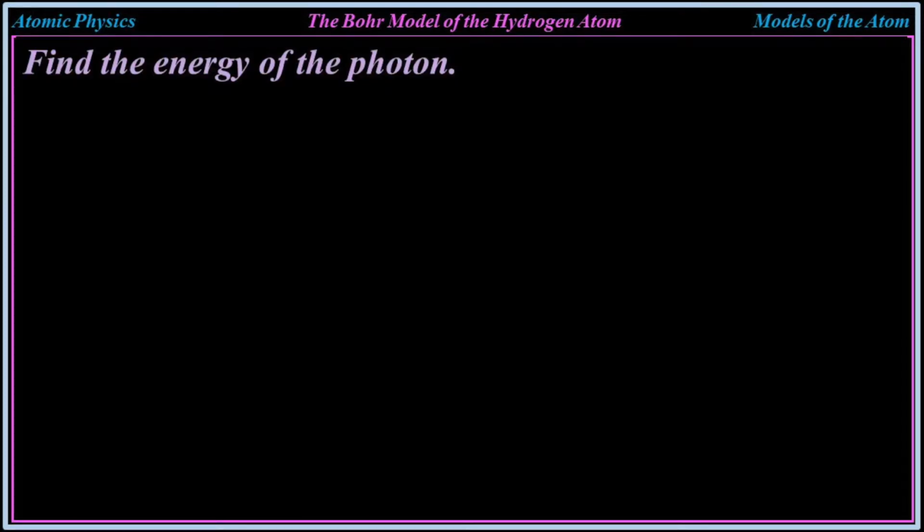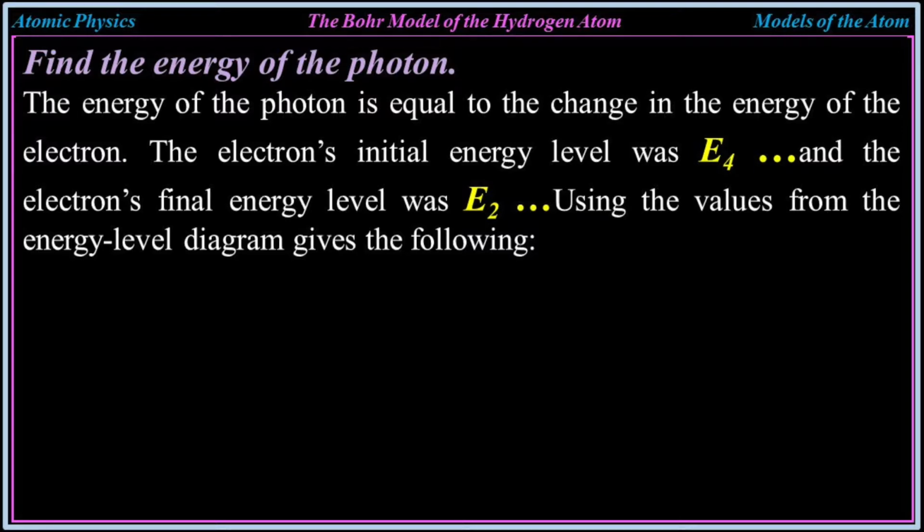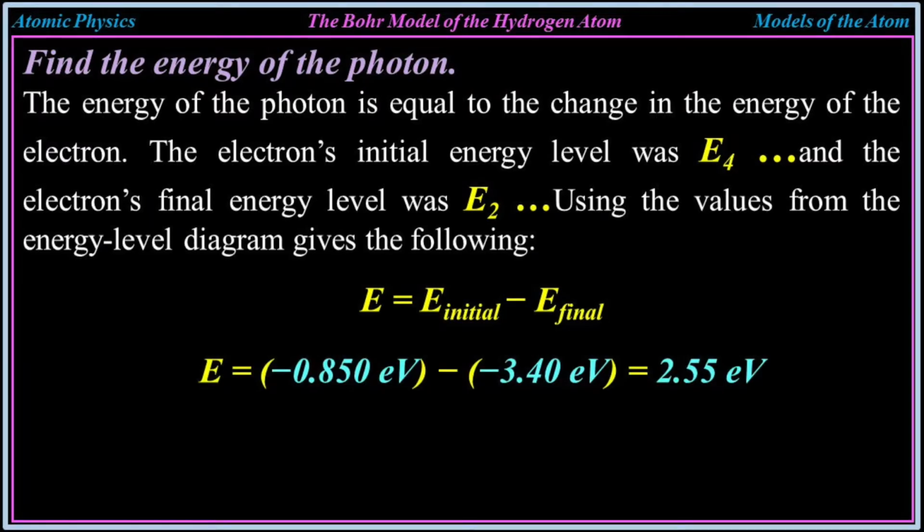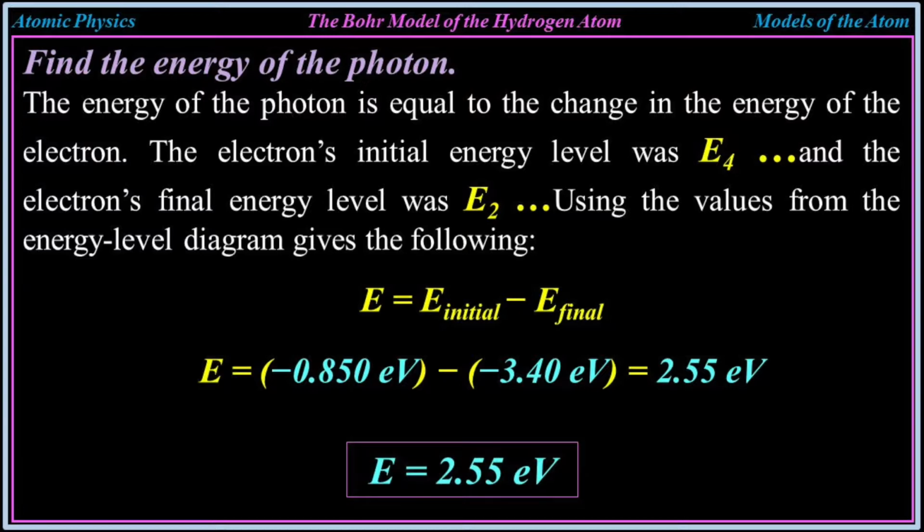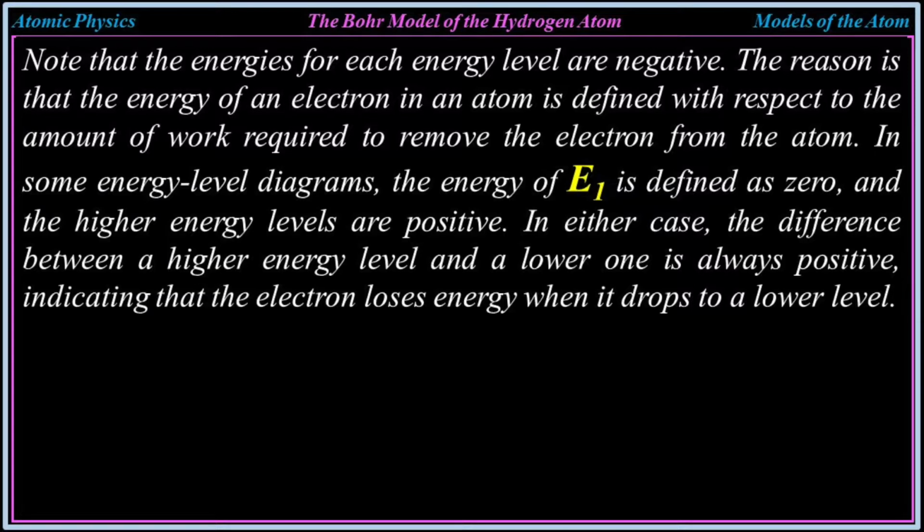Find the energy of the photon. The energy of the photon is equal to the change in the energy of the electron. The electron's initial energy level was E4, and the electron's final energy is E2. Using the values from the energy level diagram gives the following. E equals E initial minus E final. So it's going to be 2.55 electron volts.